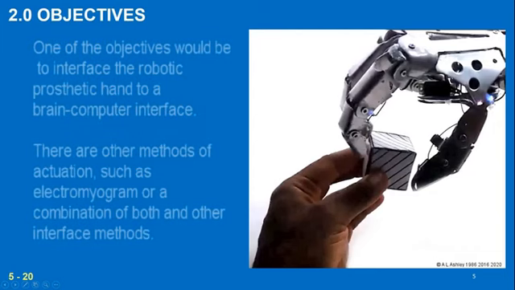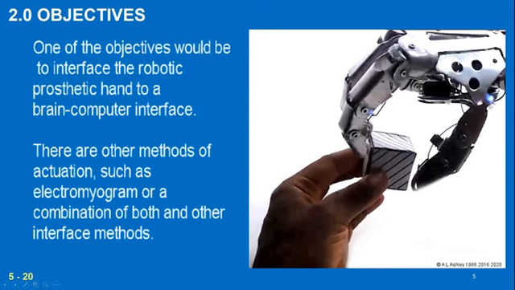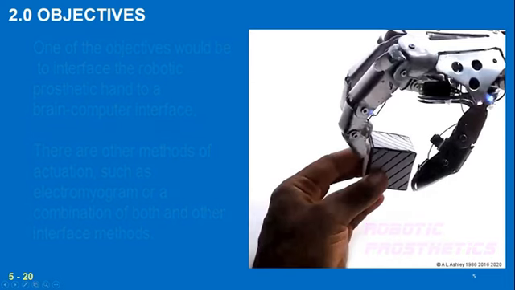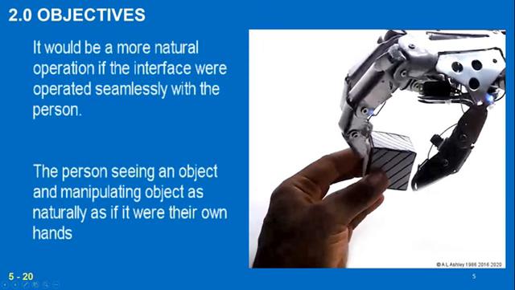One of the objectives would be to interface the robotic prosthetic hand to a brain-computer interface. There are other methods of actuation, such as electromyogram, or a combination of both, and other interface methods. It would be a more natural operation if the interface were operated seamlessly with the person. The person sees an object and manipulates the object as naturally as if it were their own hands.